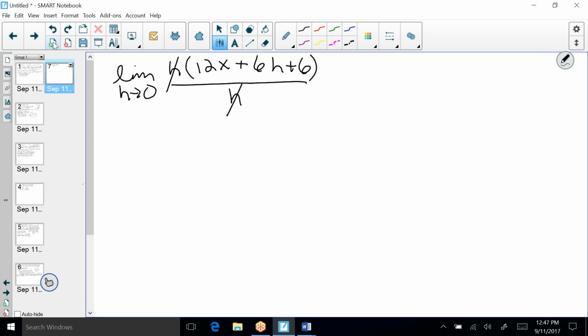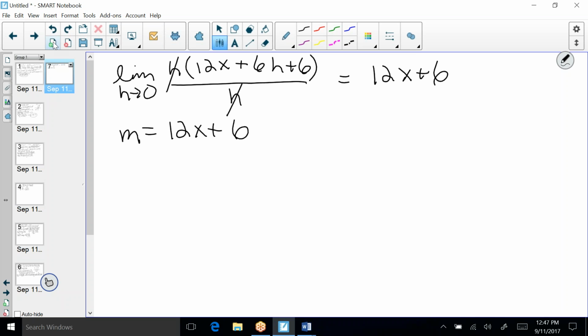Should be a minus in there, shouldn't there? Or no? Nope, that's it. Okay. Now the limit is going to be equal to what? Yeah. So plug that 0 in for h and you get 12x plus 6. All right, so what does that represent? That's our slope. So we're saying that our slope is equal to 12x plus 6.